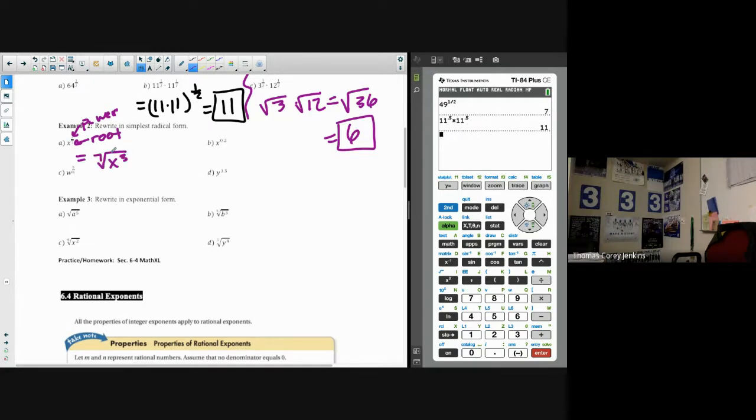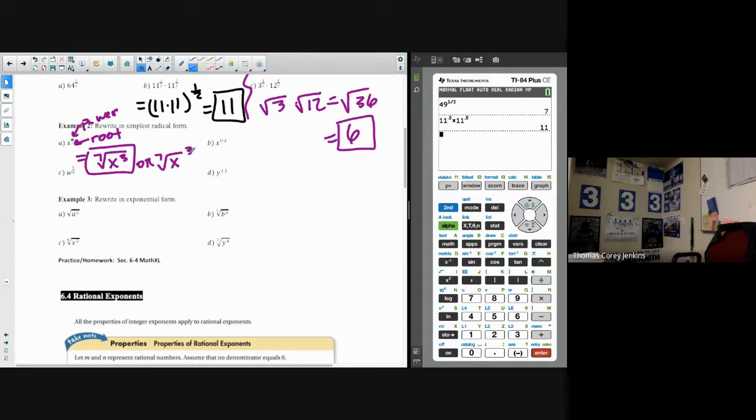So you can write it that way with the x cubed under the radical, or you can write it with the cubed on the outside of the radical. That does not matter. Both of those mean the same thing. I think that's kind of important to understand.